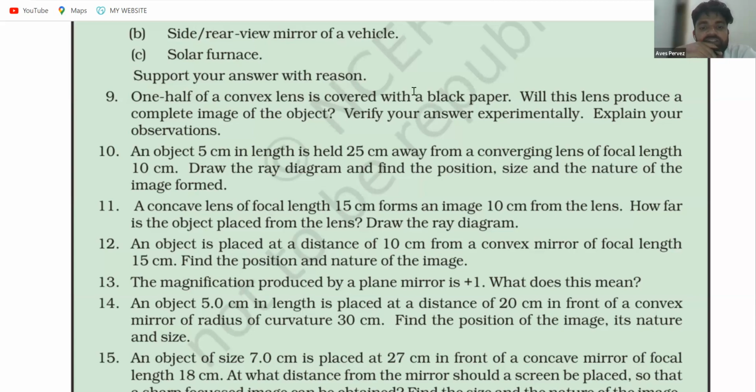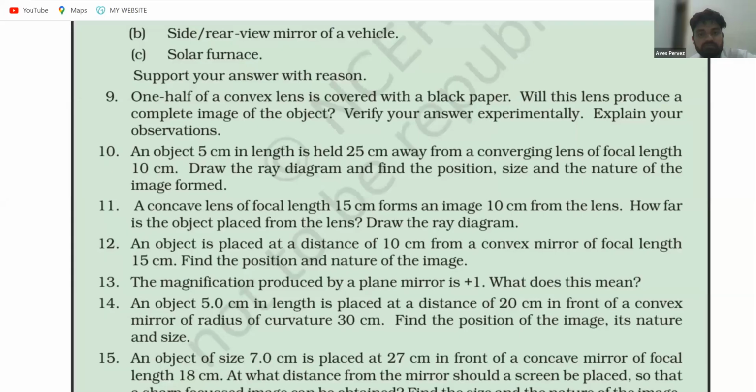Question number 12. An object is placed at a distance of 10 centimeter from a convex mirror of focal length 15. Find the position and the nature of the image. It is simple. Here the object distance is given, that is 10. It is a convex mirror, the focal length is 15. So done this one.